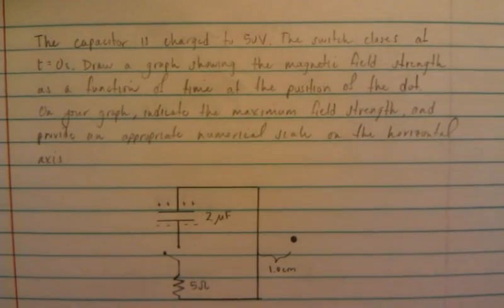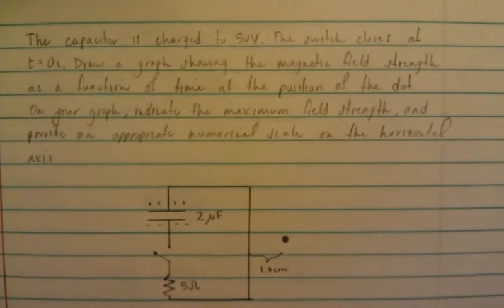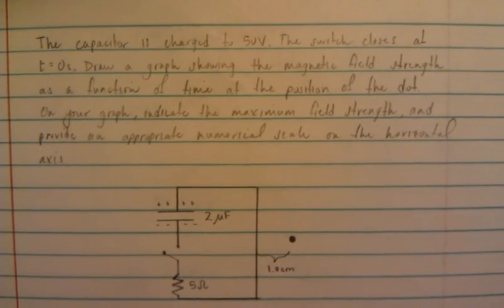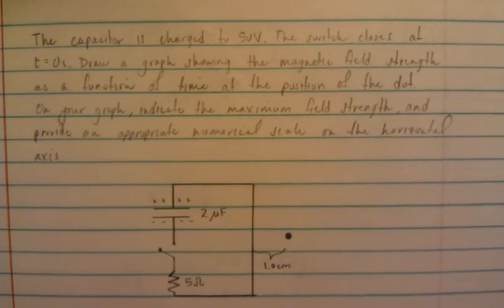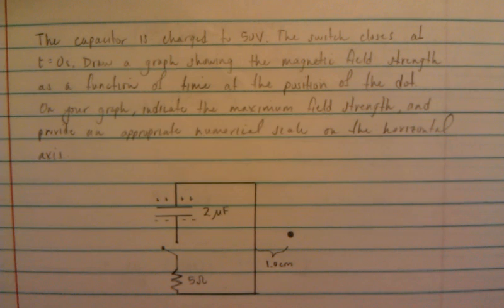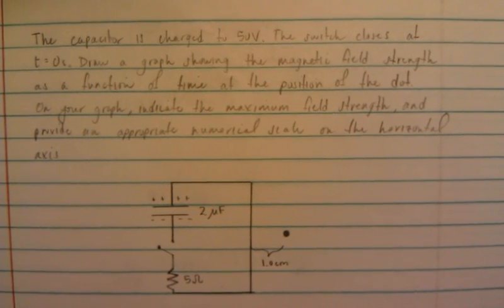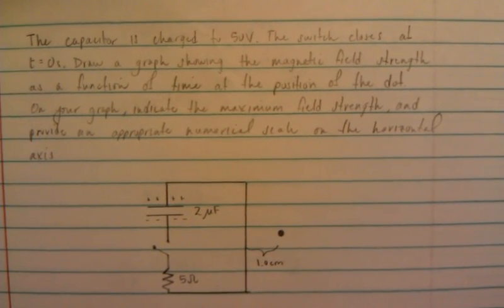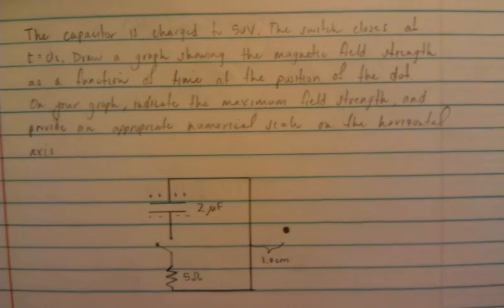In this video, we'll be dealing with the following scenario. The capacitor is charged to 50 volts. The switch closes at t equals 0 seconds. Draw a graph showing the magnetic field strength as a function of time at the position of the dot. On your graph, indicate the maximum field strength and provide an appropriate numerical scale on the horizontal axis.